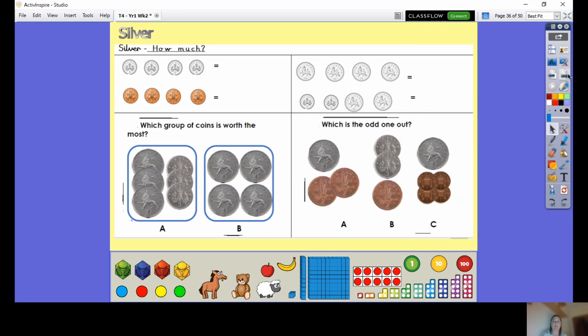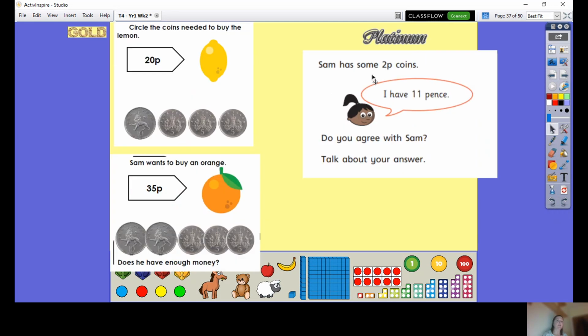So that's the silver. And then if you want to challenge yourself, here's the gold. So we've got two golds. Circle the coins. What coins would you need to buy this lemon? This lemon is 20p. So what coins would you add together to make 20p? And then this orange is 35p. This is slightly different. Has Sam got enough money? He needs 35p. Does this, all added together, make 35p?